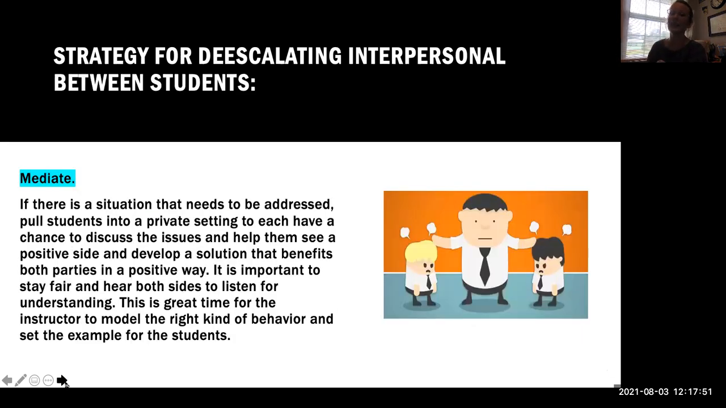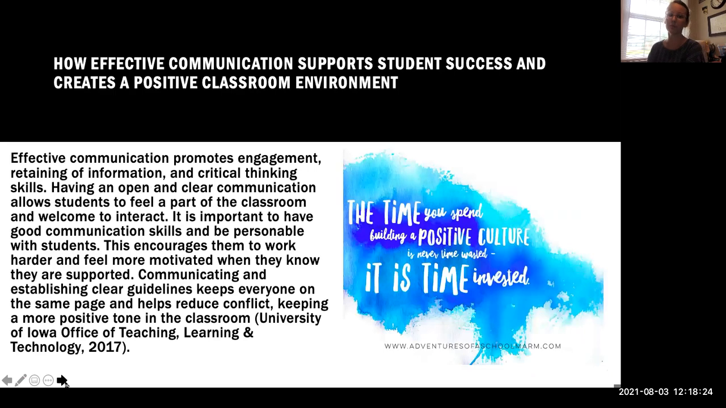So, if we're de-escalating a conflict between two students, a big thing is to mediate. So, if there's a situation that needs to be addressed, we can pull the students into a private setting to each have a chance to discuss the issues that are bothering them. We can help both parties see the positive to the situation and come up with a solution that's going to work for everybody and that still follows guidelines and procedures. And this is a great time for the instructor to model the right kind of behavior and set the right example for the students.